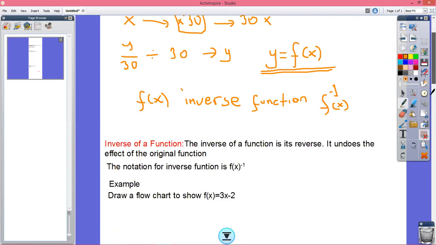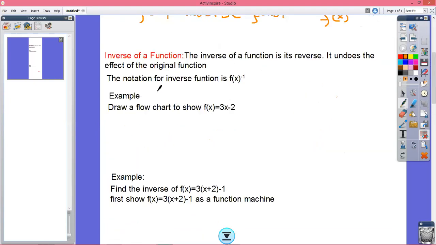Let's solve an example. Draw a flow chart to show f of x is equal to 3x minus 2. How did we do this one before? We start with the x. What do we need to do with this x? We need to multiply it by 3. At the end, what did we get?